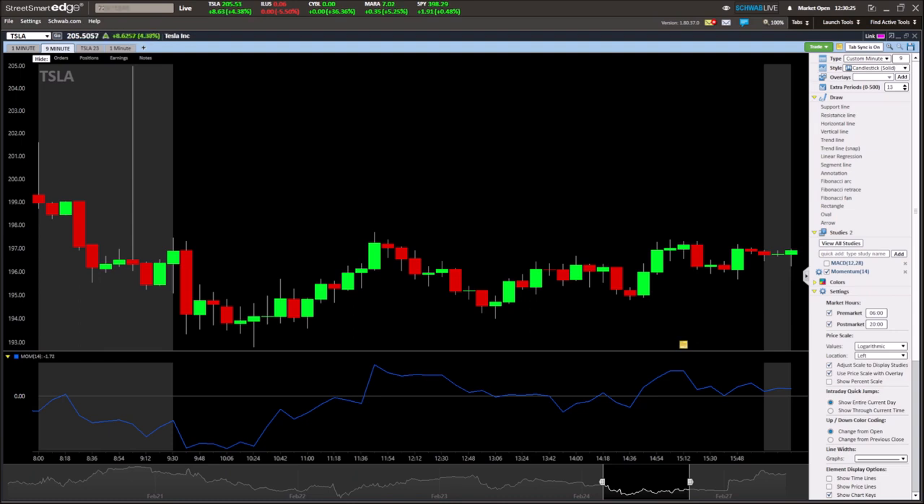How many crossovers do we get on the 9-minute time frame over the course of the day? So we got 4 crossovers. So that means in general we might have 4 opportunities to trade in one day.